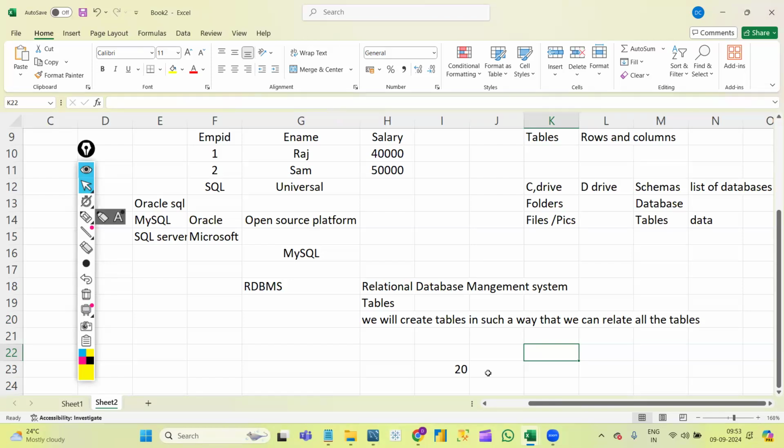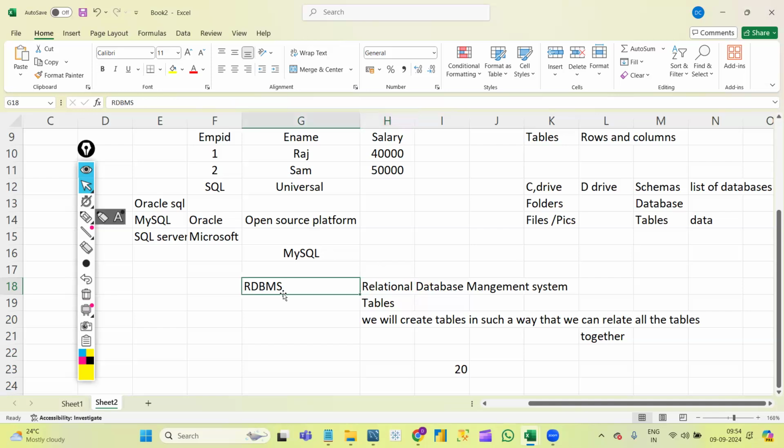We have many concepts going forward. We will learn how to store the data in a relatable manner, and we will see everything very practically. But for now, just understand: if we store the data in the form of tables, and create the tables in such a way that we can relate all of them together, that concept is called RDBMS, Relational Database Management System.